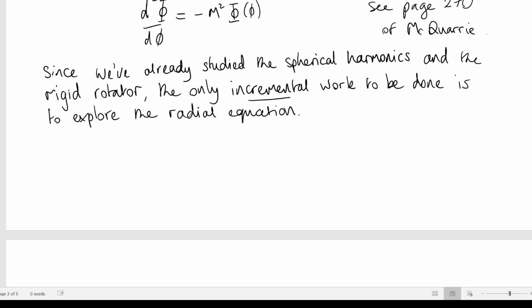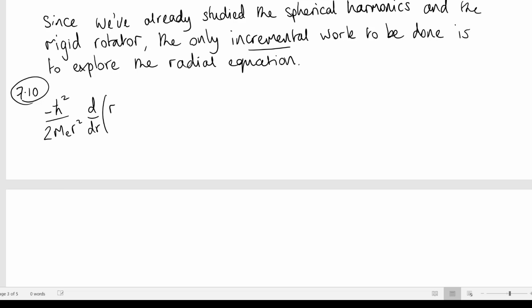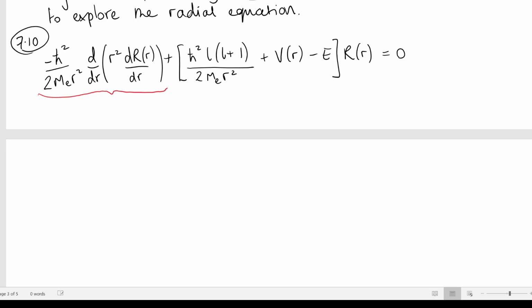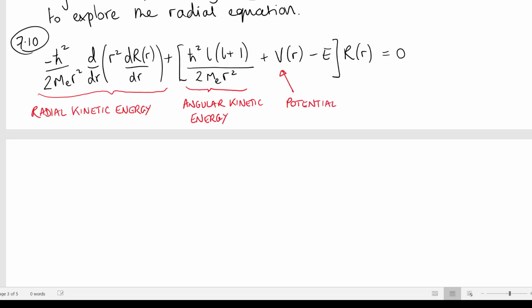After going off on a little bit of a tangent here, I'm going to rewrite equation 7.10 for you, and I'm going to break down that equation into 4 different terms. Remember, of course, that m sub e is the mass of the electron. This first term we are going to call the radial kinetic energy. The second term we're going to call the angular kinetic energy. We have the potential energy, and of course we have the total energy E.